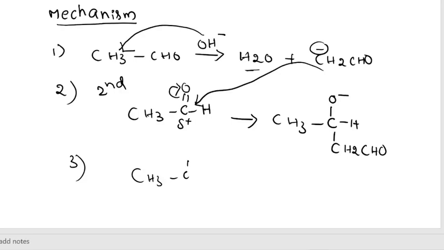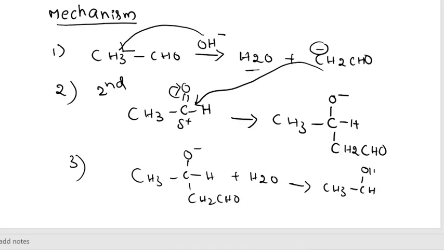See, CH3CHO minus and CH2CHO plus H2O readily gives CH3CHOH CH2CHO plus OH minus, right? So this is called, see, this is again the aldehyde group. This is the alpha carbon and this is the beta carbon. This is called beta hydroxy: 1, 2, 3, 4. There are 4 carbon atoms, hence it is called butyraldehyde, which is a common name.